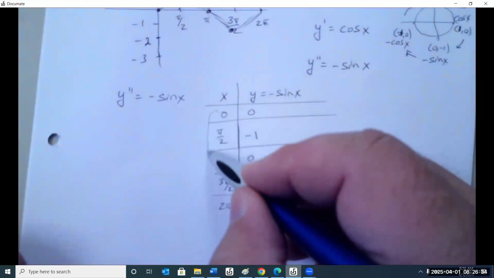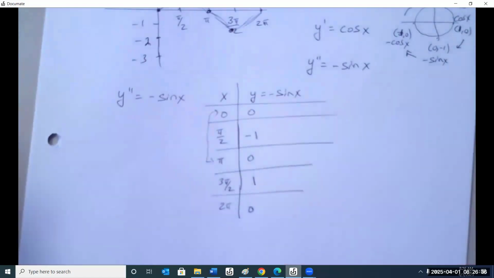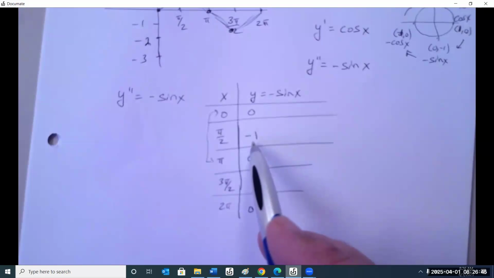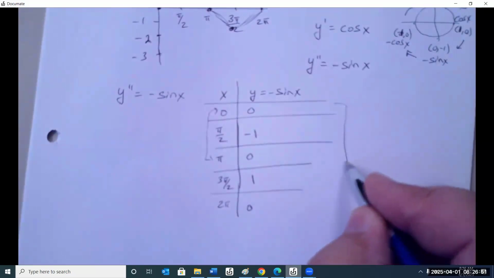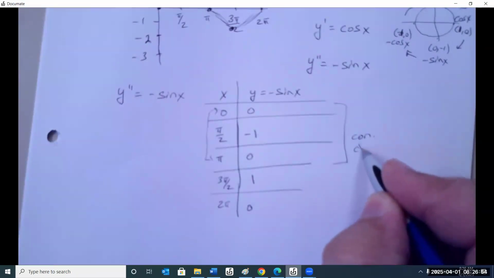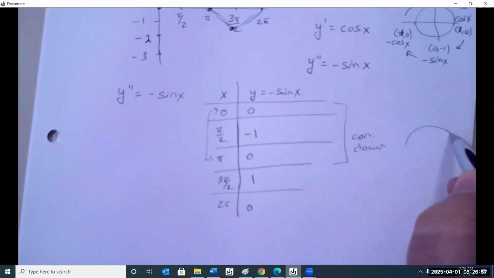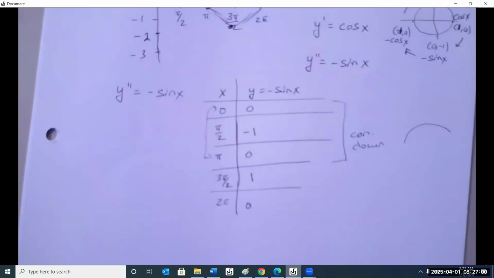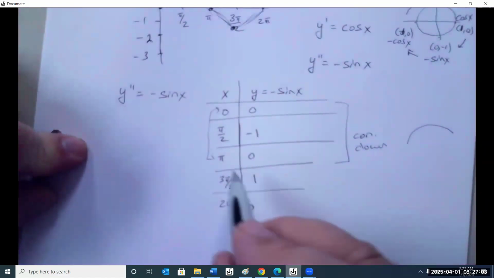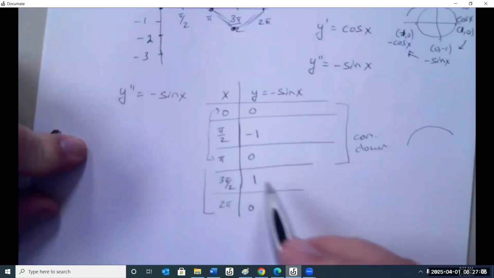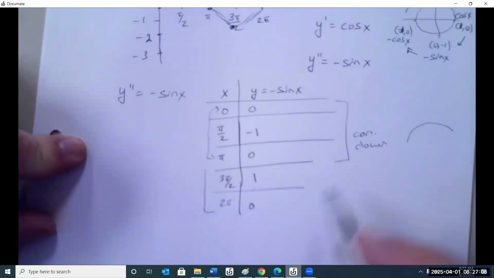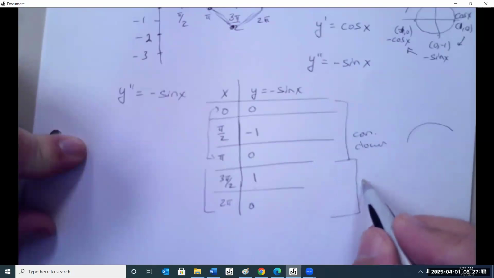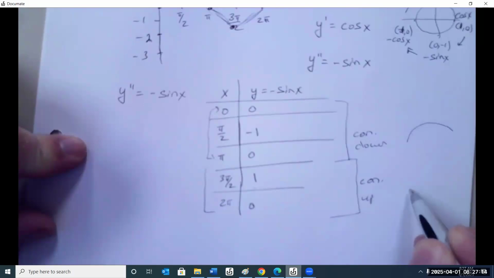So from 0 to pi, the second derivative is negative in the entire place. So what does that tell me is going to happen to the curve? If the second derivative is negative, what is it? From here to here, it's concave down. That means it looks like this. That's concave down. From pi to 2 pi, they're all positive. So from here, it's concave up.